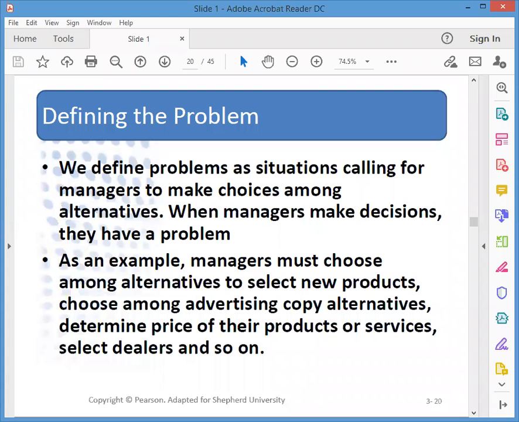An essential step in the marketing research process is defining the problem. We're looking at situations where managers have to choose among different alternatives, and they need information on which alternative is the best one to go with. This may be things such as selecting among new product offerings, choosing between different advertising alternatives, choosing between the pricing differences they could have for their products, the dealers they would go with, and so on.